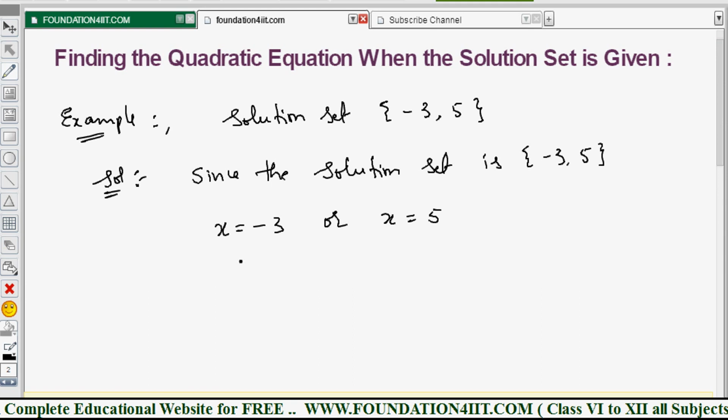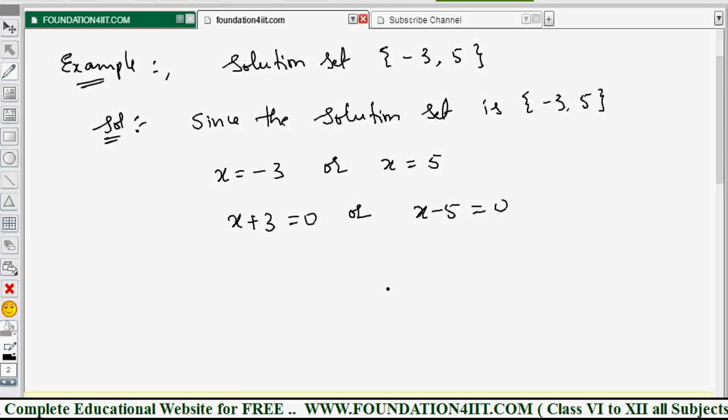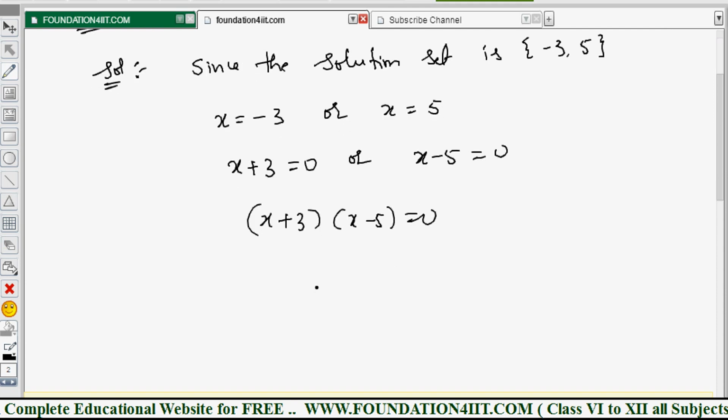Now when x is equal to minus 3, you can write x plus 3 is equal to 0, or x is equal to 5 means x minus 5 is equal to 0. So when x plus 3 is equal to 0 and x minus 5 is equal to 0, then (x plus 3) into (x minus 5) is equal to 0. So this is the reverse of the zero product rule. When both of these are zero, their product is also 0. So x plus 3 is 0 or x minus 5 is 0, then (x plus 3) into (x minus 5) is also 0.